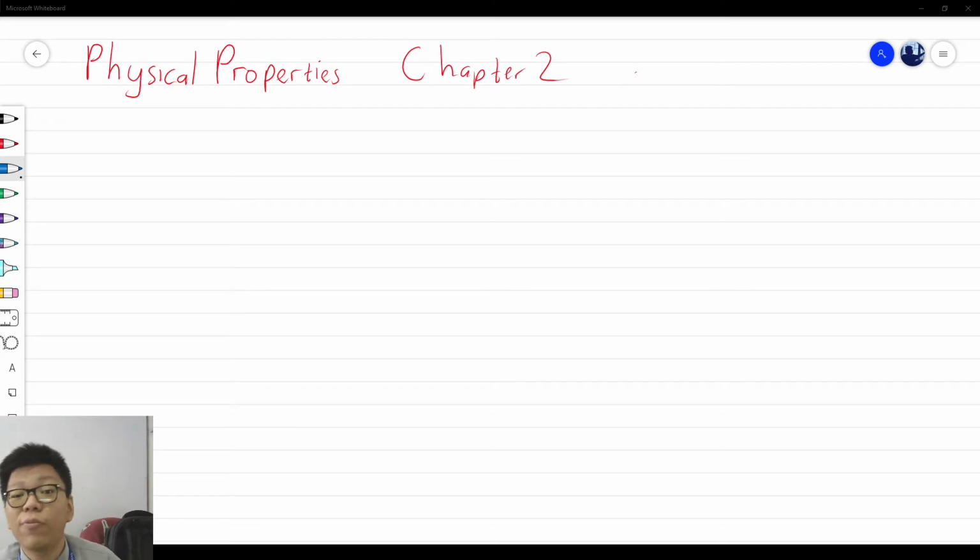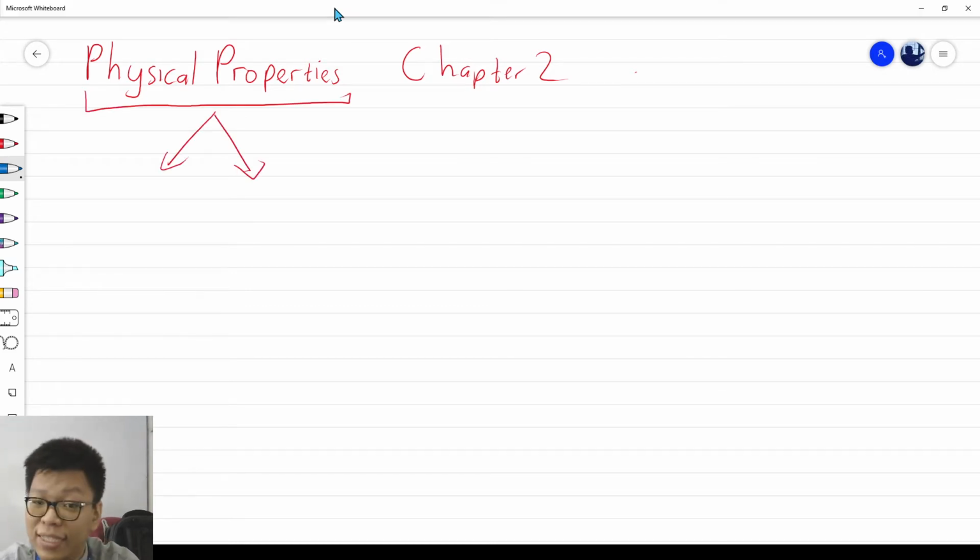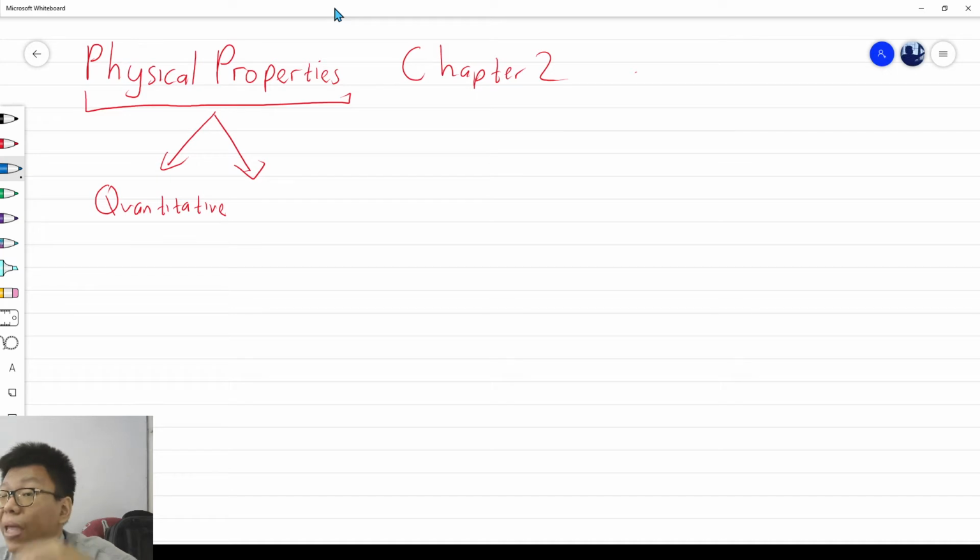Okay, in physical properties, we are talking about two things. The first one is quantitative things. We know that physical properties include many things like color, mass, length, and how it conducts electricity or heat. Every object has different properties depending on its function.